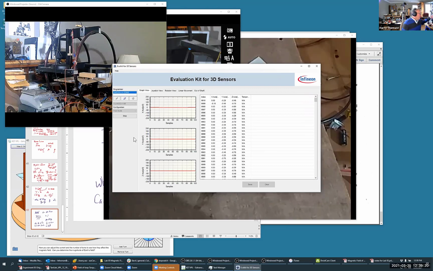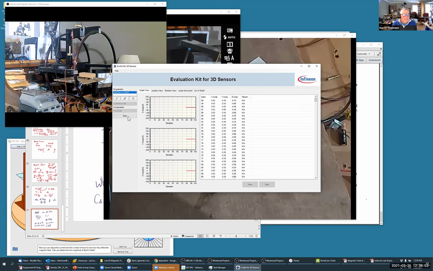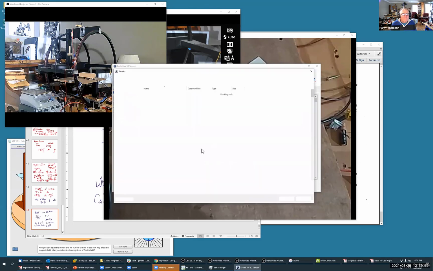I have this crude setup over here, but I sat down, I'll say to myself, okay, if I take the values on the x and z axes, so this x and z are horizontal, then those will give me the best measurement of the horizontal component of the Earth's magnetic field. So I'm going to clear this, and I'm going to take some new data. Stop. Now I want to save it. Trouble is, where is it going to say?